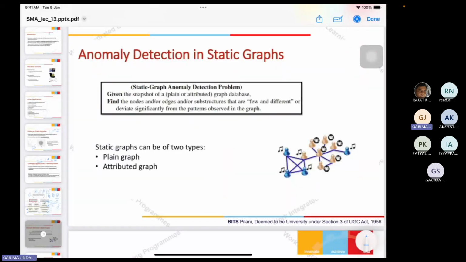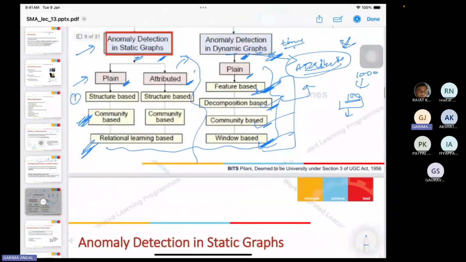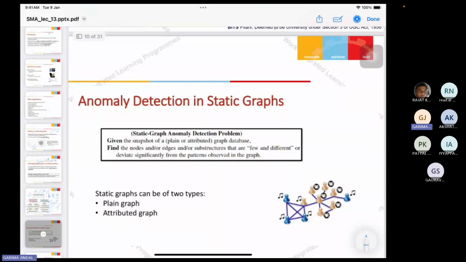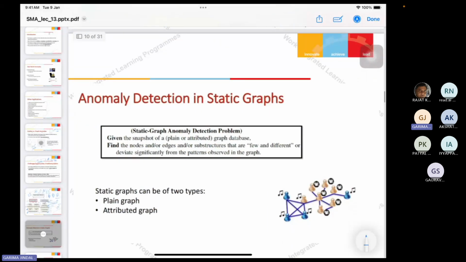I will be quickly giving you an overview of the algorithms in each category and how they work. Based on that, you will get the knowledge that if I have a certain situation and certain types of graphs, what are the different options I can use to identify anomalous behavior in such networks. Now let us discuss in detail anomaly detection in static graphs.